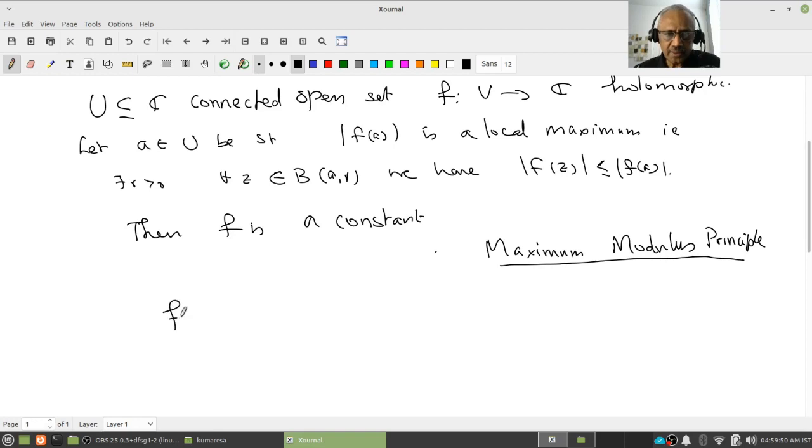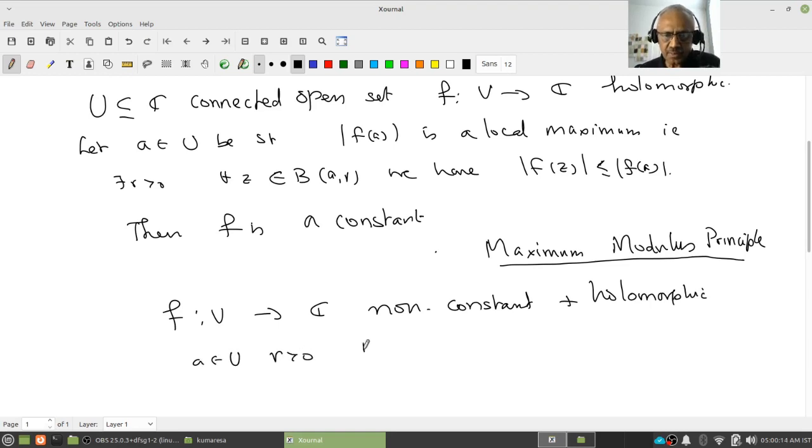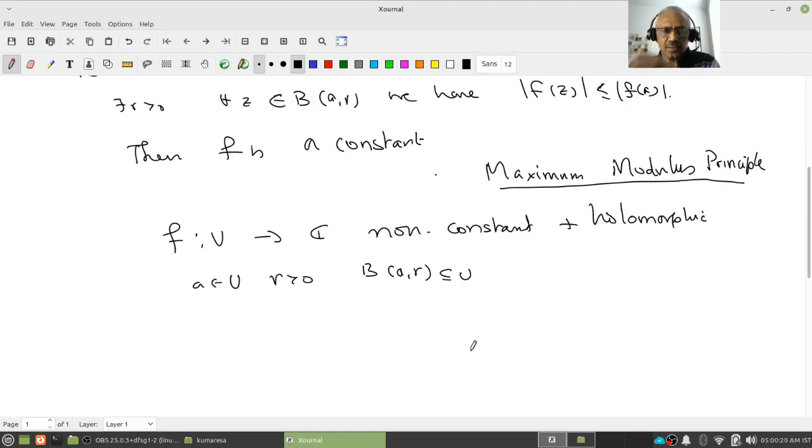So, suppose I have f from U to C. As usual, U is connected open. And suppose it's a non-constant holomorphic function. Now you give me any a in U, any r positive so that B(a, r) is contained in U. If I believe in the theorem, what does it say? It says there exists z in B(a, r) so that modulus of f(z) will be strictly greater than modulus of f(a).